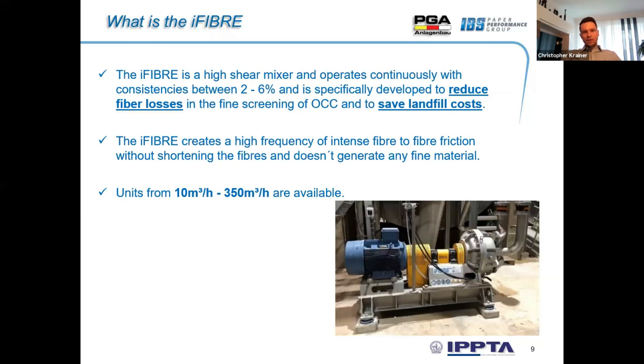The I-fiber creates a high frequency of intense fiber to fiber friction. That means fiber to fiber, you have a high friction, without shortening. We don't cut the fiber, and the fibers don't generate any fine material. That's not a commercial refiner that cuts your fiber; we don't cut the fiber with this machine, and we don't generate any fine material.